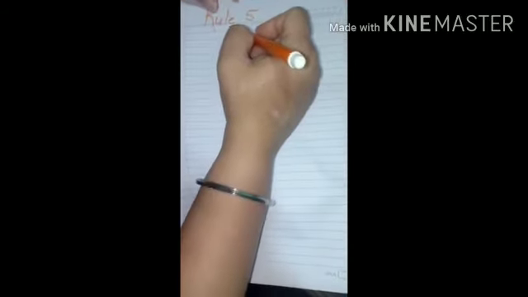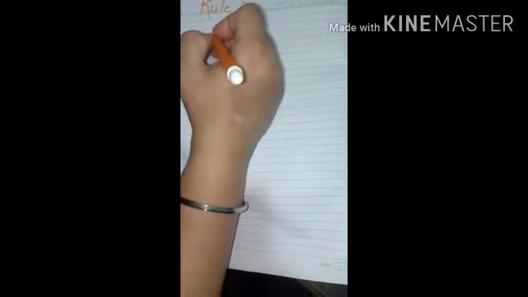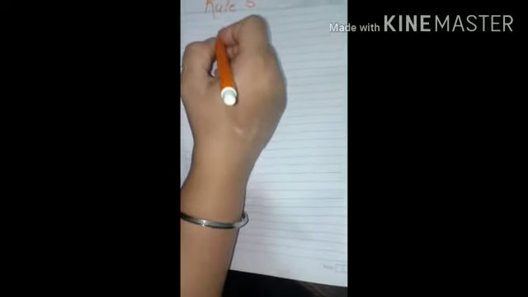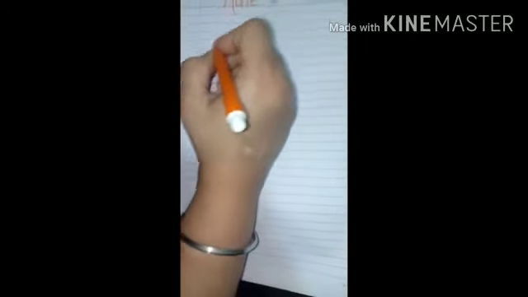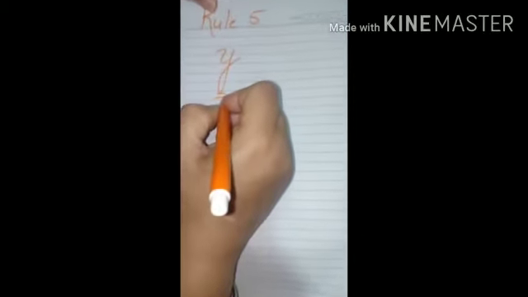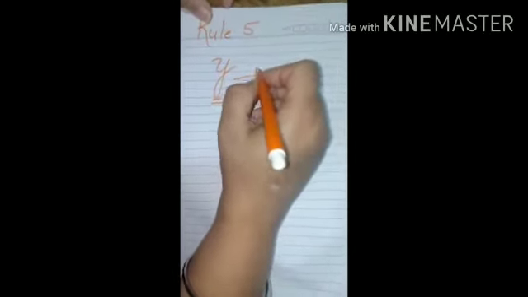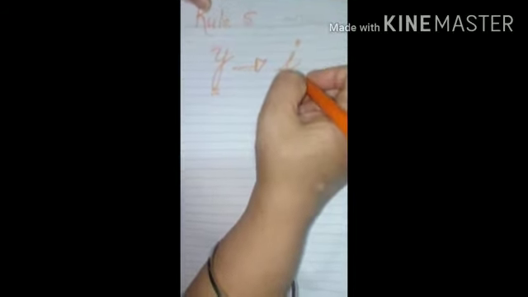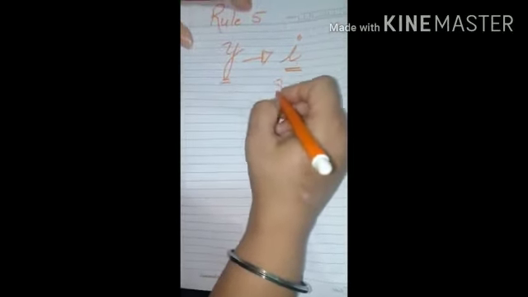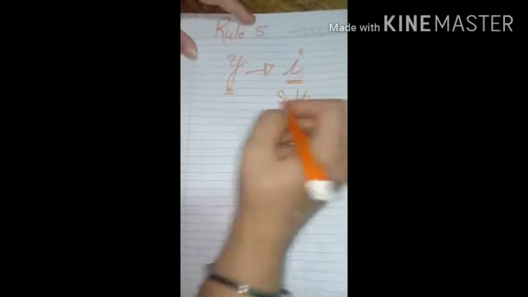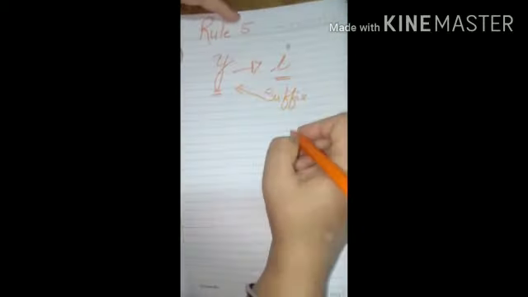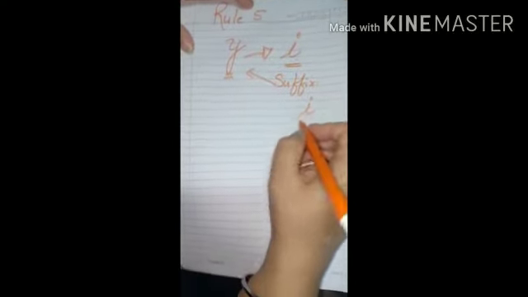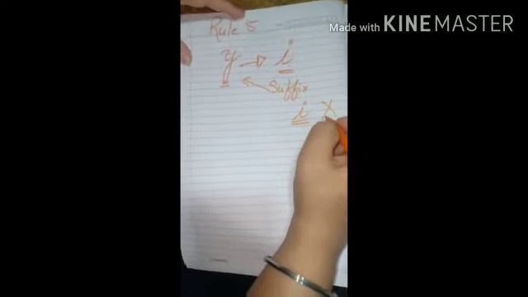Rule 5. Whenever a base word ends with a consonant followed by a Y, this Y is going to change into I, unless the suffix that we are going to add to this word starts with an I. It should not start with an I.